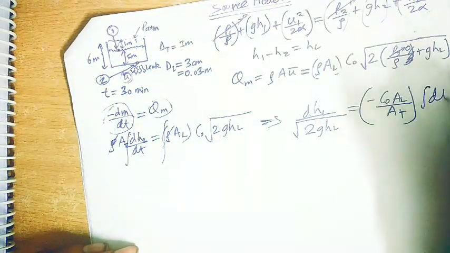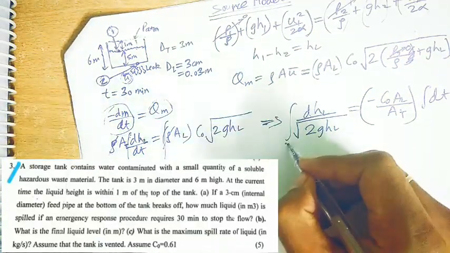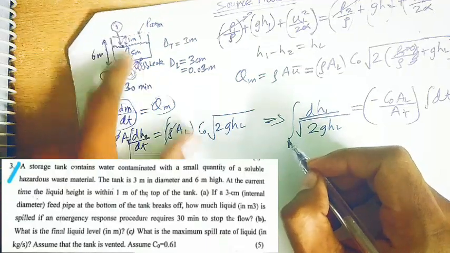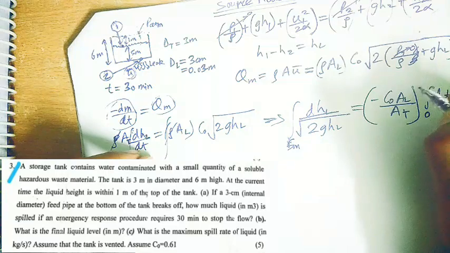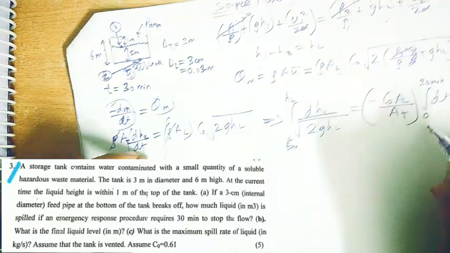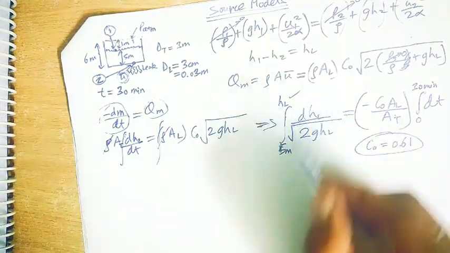And finally dt, this will go from, if we say this is 6 meter, we have initially 5 meter, so at time t equal to 0 we have 5 meter, and at time 30 minutes after, we need to find out the height. Solving this equation where C0 is 0.61, we can find out the h_L.